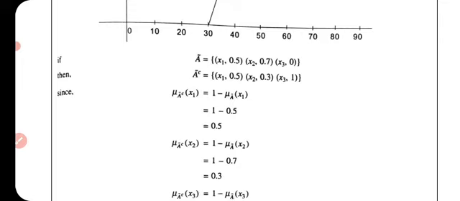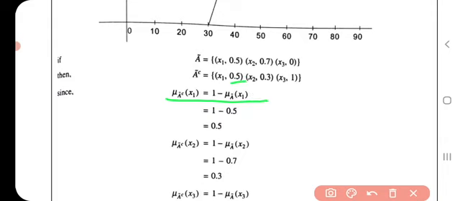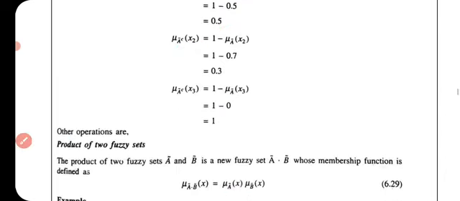Now we have to write it graphically. How will we write it graphically? A fuzzy set A with x1 0.5, x2 0.7, x3 0. So what will the complement be? How will we write the complement? Complement is equal to 1 minus mu a x1. So 1 minus 0.5 is 0.5. Complement x2 is 1 minus 0.7, which is 0.3. Complement fuzzy set x3 is 1 minus 0, which is 1. So this is how A complement is written.